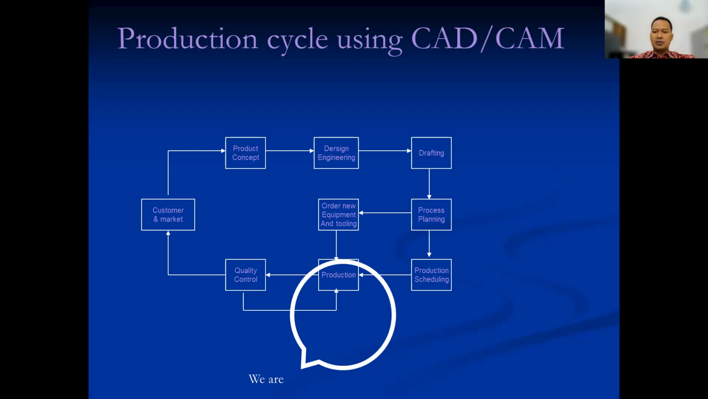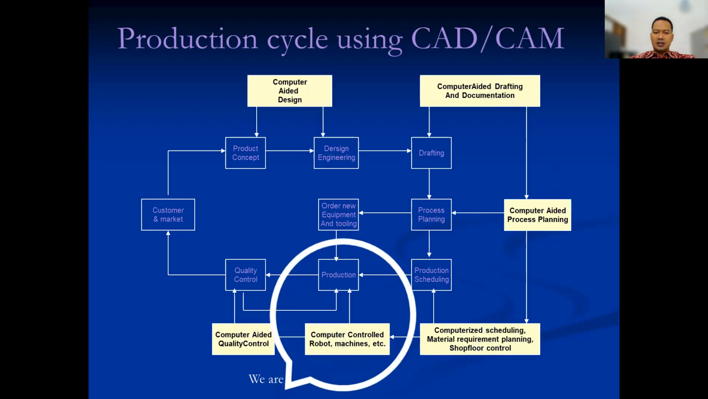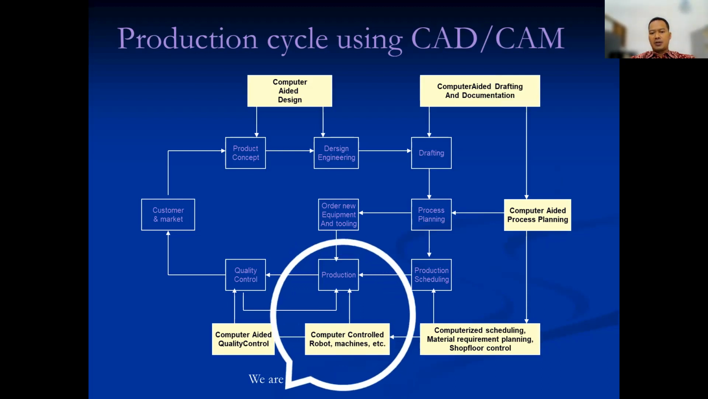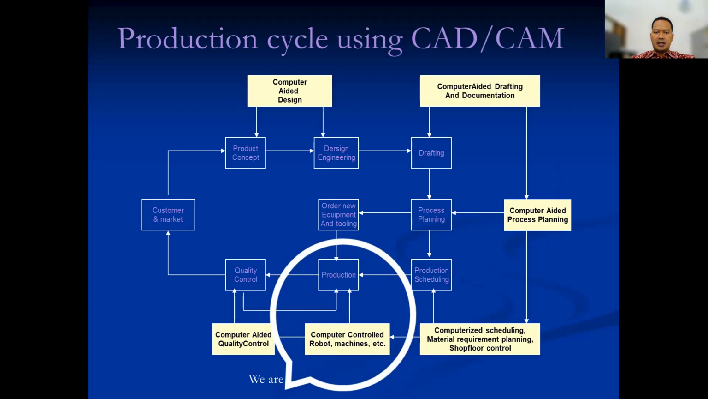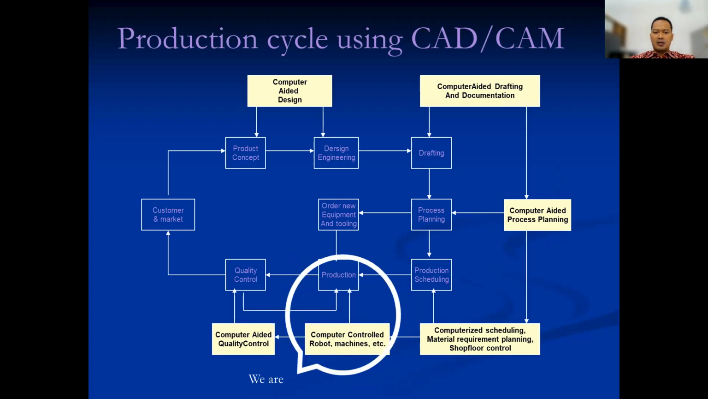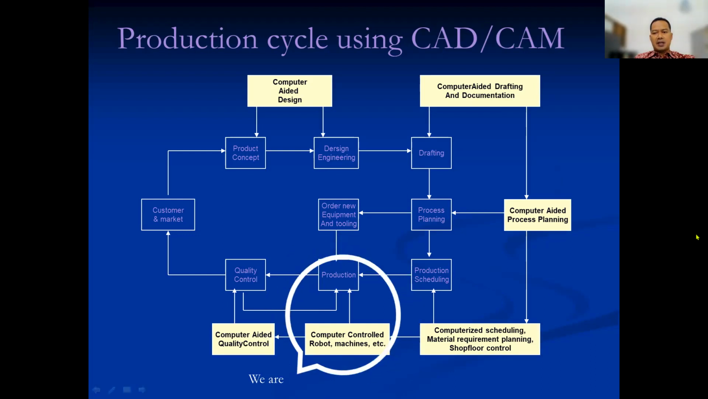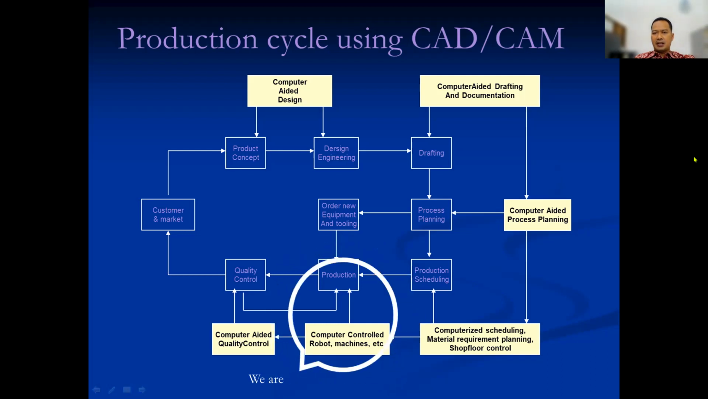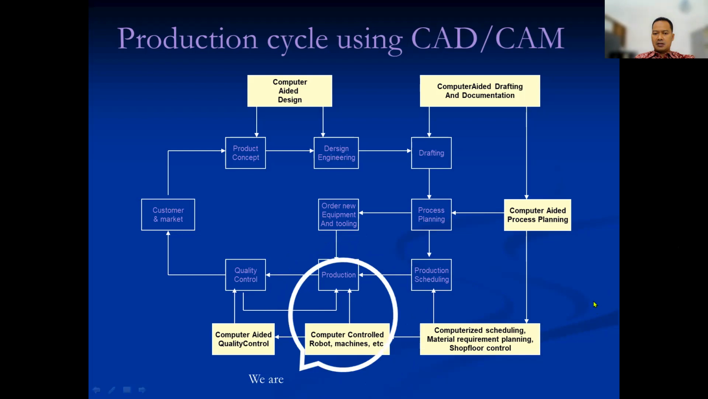We see after drafting, we continue to process planning, and then production scheduling, then production. So the position of production is by using computer-aided design and computer-aided manufacturing. And then after production, the product is generated and comes to quality control. If it passes the QC, then it continues to the customer and market. So we see the position of CAD and CAM is in the production stage.